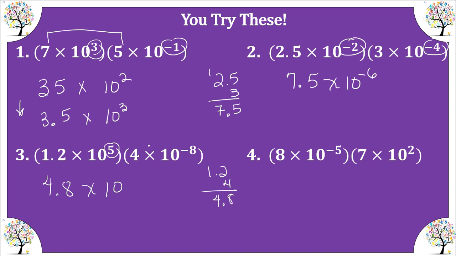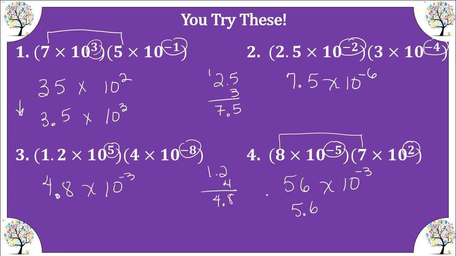We're going to add exponents. We get 5 plus -8 is -3. 4.8 is between 1 and 10, so no adjustments needed. Number 4, 8 times 7 is 56 times 10 to the -5 plus 2 is -3. 56 is not between 1 and 10, so I need to move my decimal once. So I decrease from 56 to 5.6, so I need to increase on the right side.